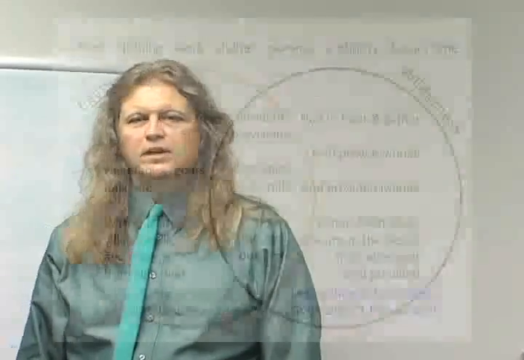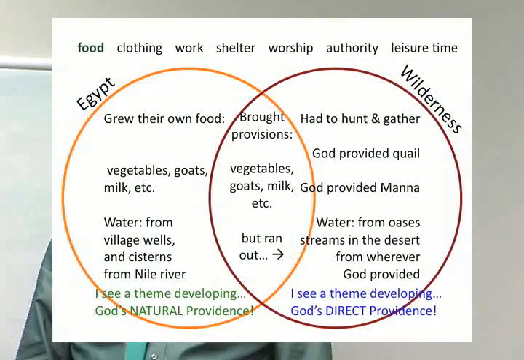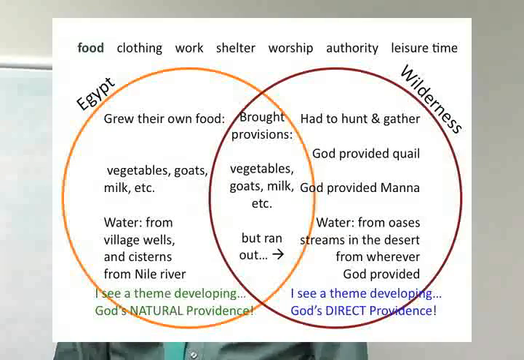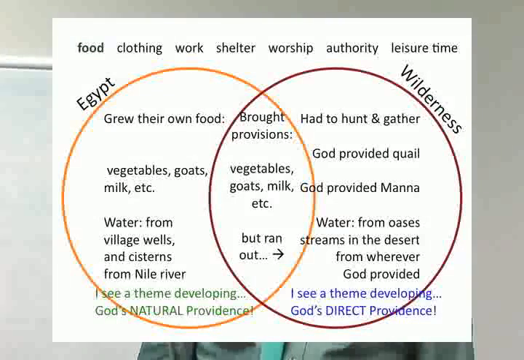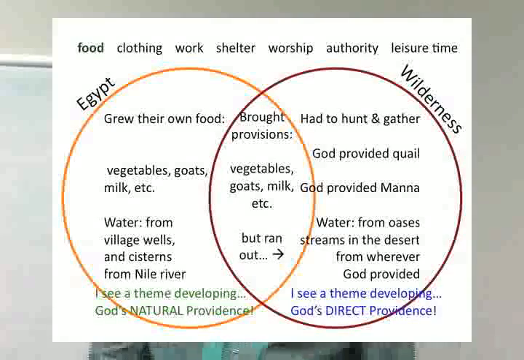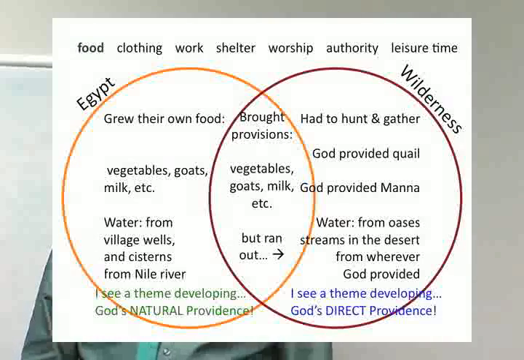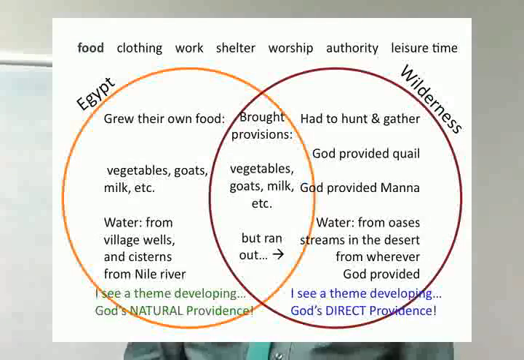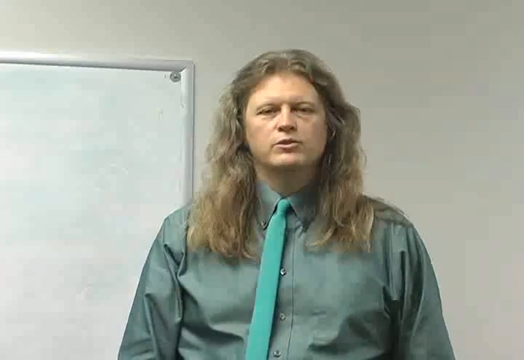As I was filling out all this information, as we worked through this in class with the students, I noticed a theme developing about how everything God provided for food and water for the Hebrews when they lived in Egypt was through natural means, but in the wilderness, all of their food and water eventually was provided directly from God, not so much through natural means. The manna, the quail, all of those were miracles that God provided for them directly.